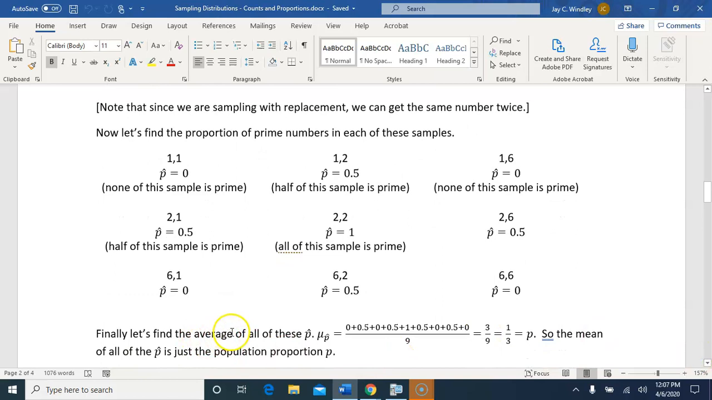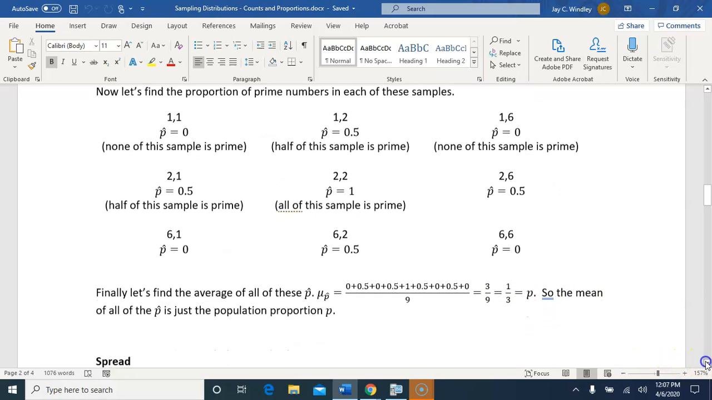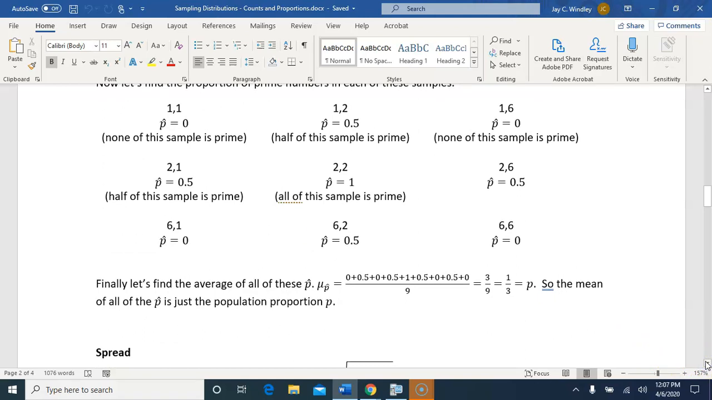And then if you take the average of all those P hats, that means adding all those P hats together, dividing by 9, which comes out to be 3 over 9, which is 1/3, which is exactly what the population P is. So the mean of the P hats is the population proportion P. And notice the mean of the P hats is the population P, 1/3, even though none of my individual P hats were 1/3, but the average of the P hats is 1/3.